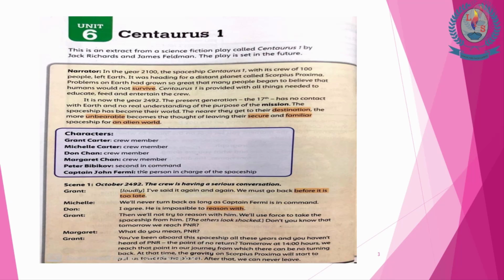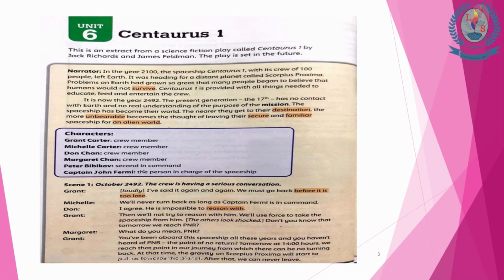Here you are given an extract from a science fiction play named Centaurus 1, and it was written by Jack Richards and James Feldman. So, this play is about something which will happen in the future. Let's start reading.